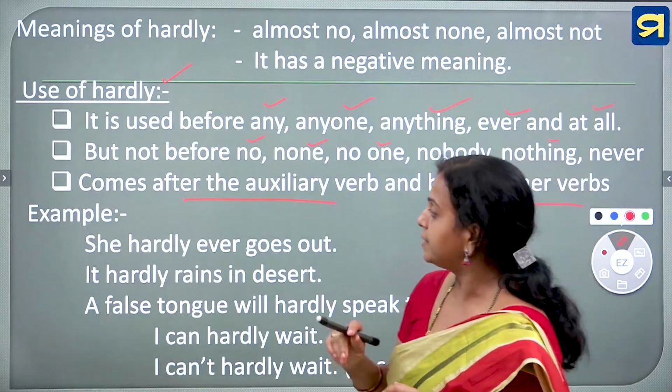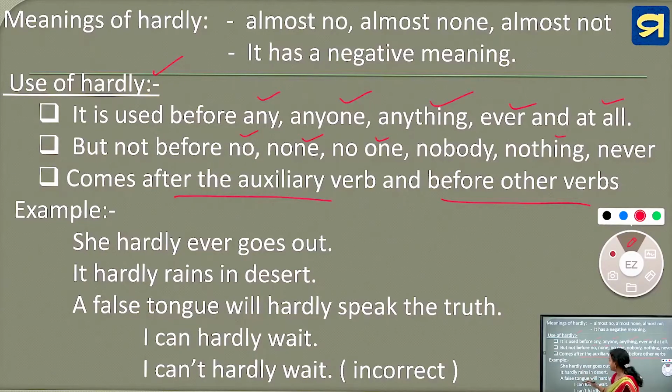Okay? Let us see some examples. First, she hardly ever goes out. Here the word hardly is used before the word ever and the main verb goes. Come to the second example. It hardly rains in desert. Children, see here the word hardly is used before the main verb rains.